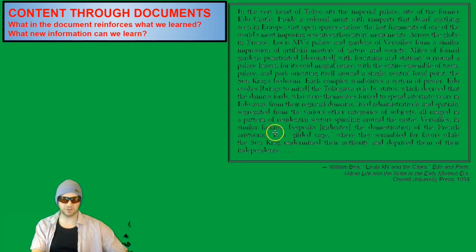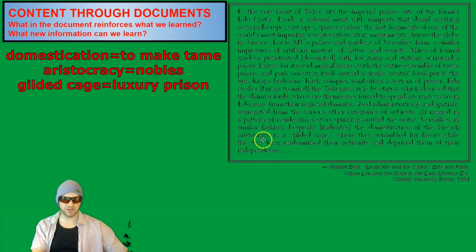Versailles, in similar fashion, indicates the domestication of the French aristocracy in a, quote, gilded cage where they scramble for favors while the Sun King undermines their authority and deprives them of their independence. Oh, that's a beautiful sentence. It's poetry and not history, although it is true, but it's poetry in a sense. It's well-crafted sentences. Versailles, capital of Paris, in similar fashion is going to control the nobles.